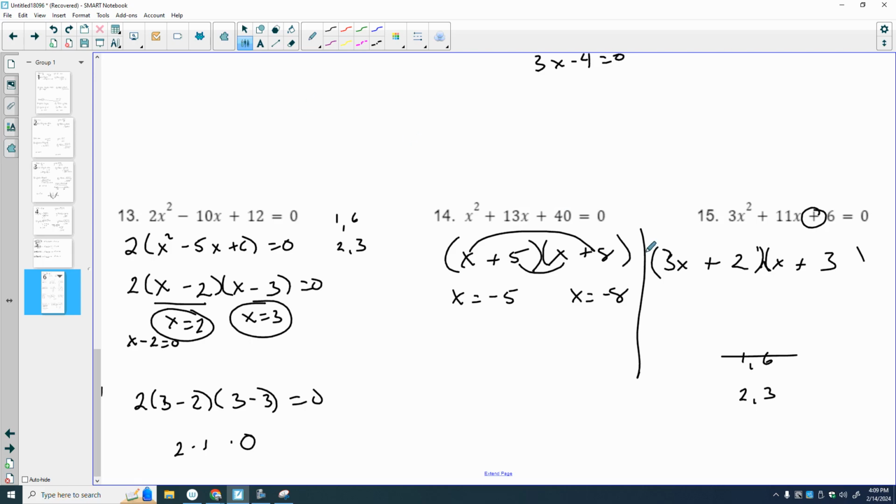Oh, sorry, I didn't finish. What makes this 0? What makes this 0? This is 0 when x equals a negative 3. That's pretty easy. And I solved that equation. When will 3x plus 2 equal 0? And it's when x equals a negative 2 over 3. Just solve that thing. And those are my two answers.